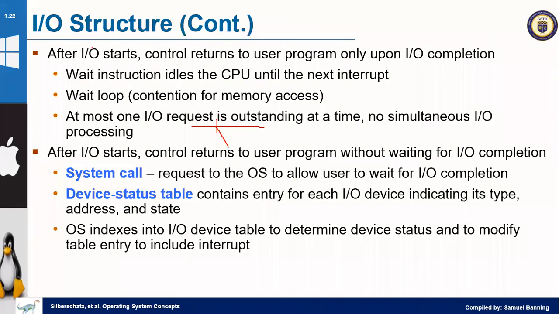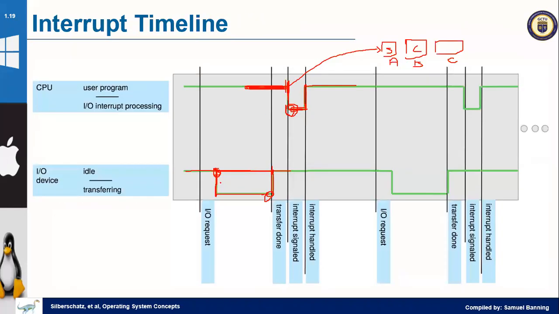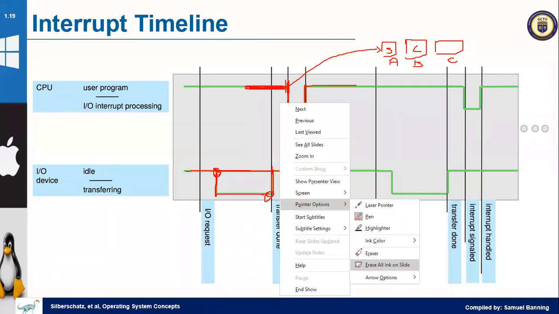Now let's go. The first one is after an I/O starts, control will only return to the user program upon the I/O completion. That is the first fashion. Here, the wait instruction will idle the CPU. When we say the CPU is being idled, it means it is not doing anything. So it will tell the CPU to wait until the next interrupt. What is the next interrupt? When it comes to tell the CPU that it has finished its execution at this point.